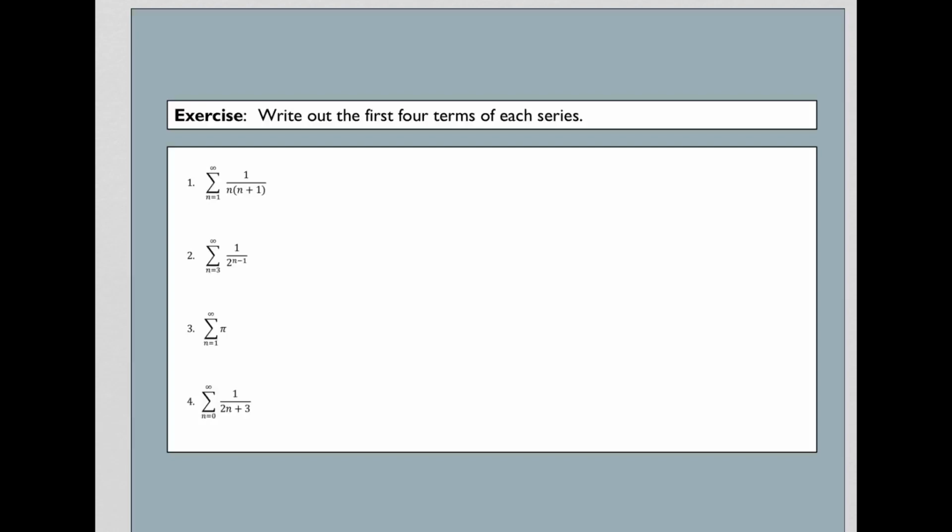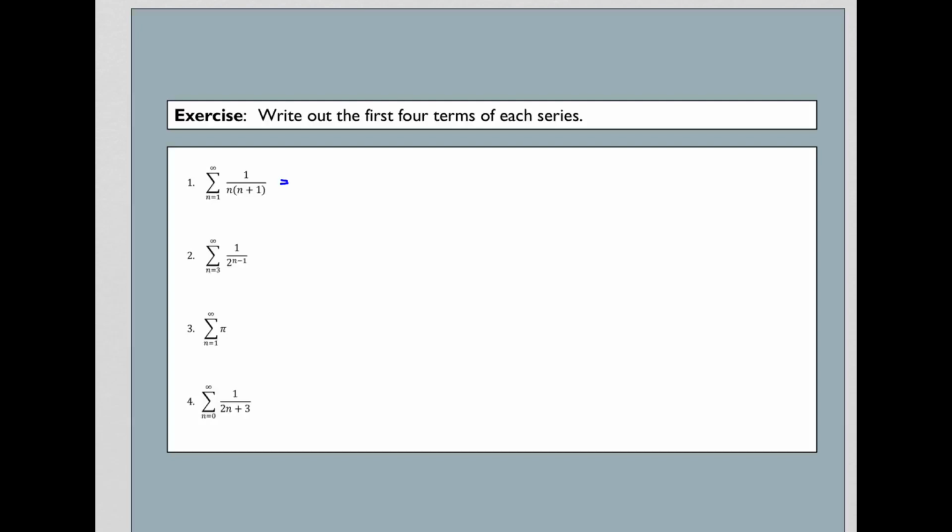So based on this sigma notation, we're going to take a moment and do a quick exercise. We want to write out the first 4 terms of each of the following series. Let's start with the first series. This is the series n equals 1 to infinity of 1 over n times n plus 1.